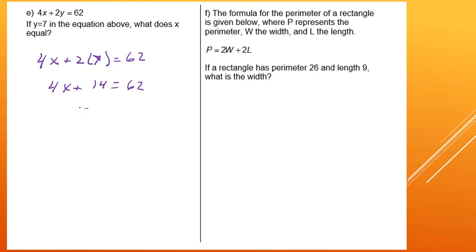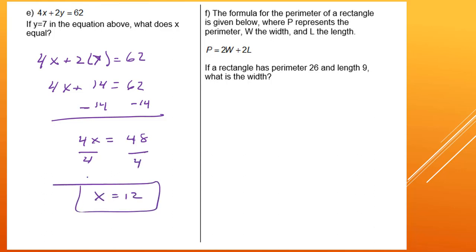And now we're in very familiar territory. So we're going to subtract 14. And we get 4x equals 48. And then we're going to divide both sides by 4. And we get x equals 12. That's 48 divided by 4 is 12.